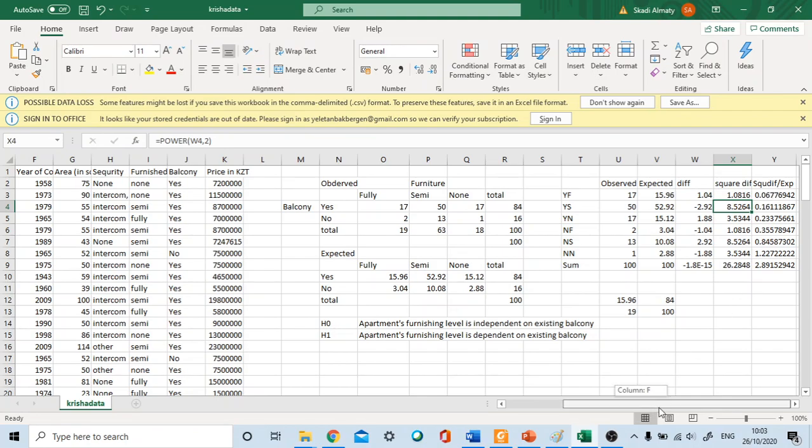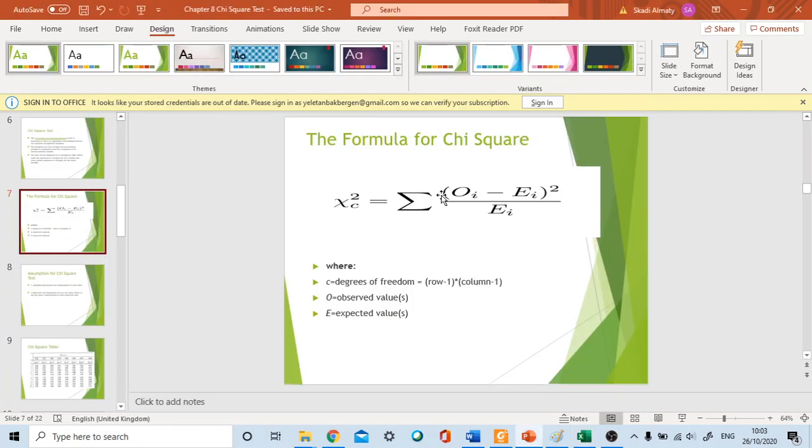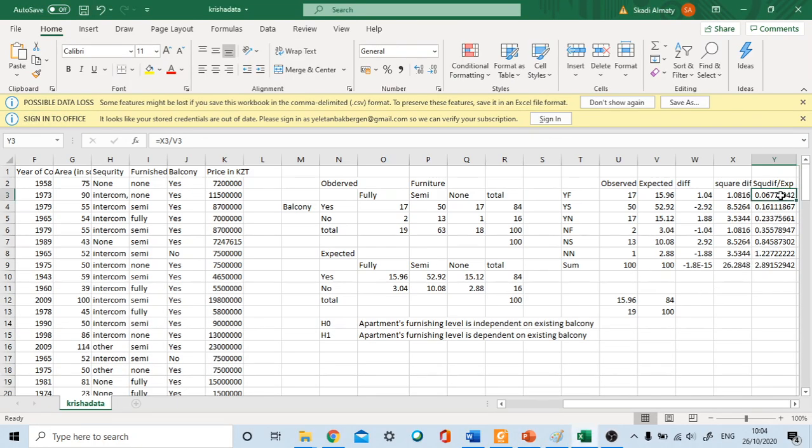We found the square difference, and according to the formula, the chi-square value is the summation of the square difference divided by the expected value. Their sum, and I divide by the expectation. And accordingly the summation is the sum of all values, and I found the sum is 2.89, let's say 2.9.